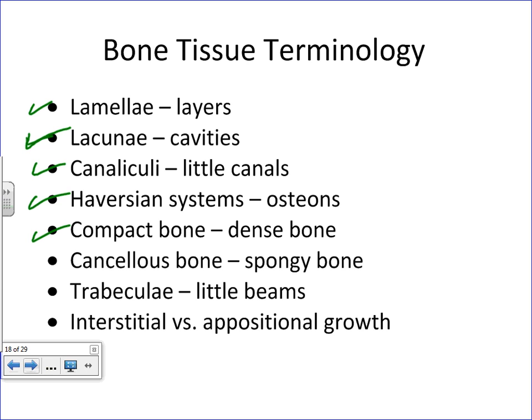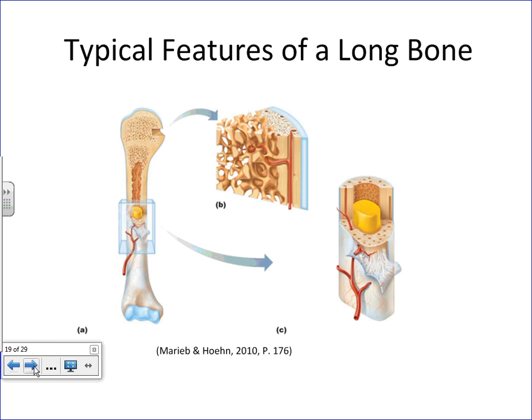Okay, and then we've already introduced the difference between compact and spongy bone, and talked a little bit about their development and the trabeculae that you find within spongy bone. So let's talk about the typical features of a long bone. Most bones in the body have these features. It's just that long bones and flat bones are a little different, so long bones just have a little extra.